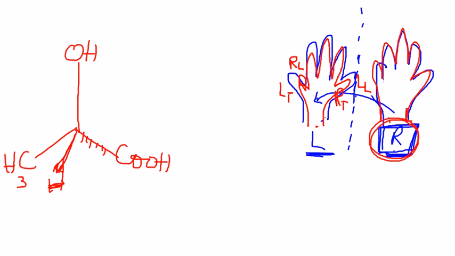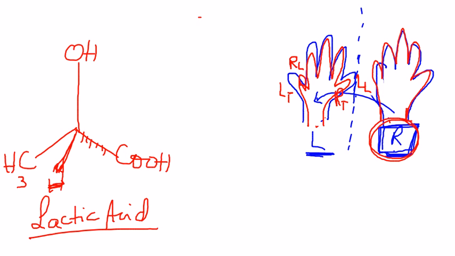So having heard that, let's consider the molecule of lactic acid. In lactic acid, I have this carbon in the middle. I have an OH, a carboxylic acid, a CH3, and an H. And if you think about it, of course, these form the sp3 hybridized tetrahedron. All of that still holds true.